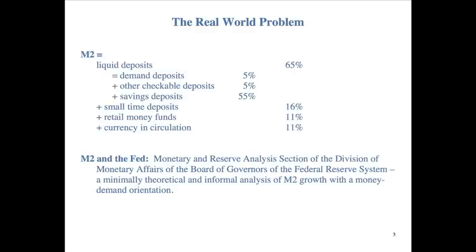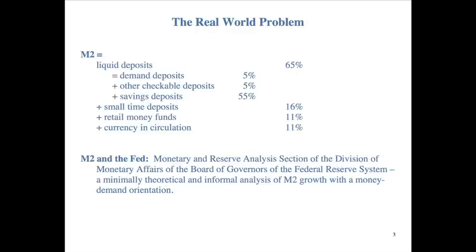And for reasons which I won't go into, they wanted to concentrate their analysis actually just on the liquid deposit component of M2, which is 65% of the total, and includes your checking accounts and your savings deposits, but excludes, for example, currency in circulation and less active parts of small interest-bearing accounts. So this is this monetary and reserve analysis section of the Fed that did this.